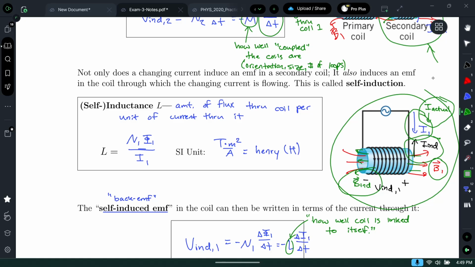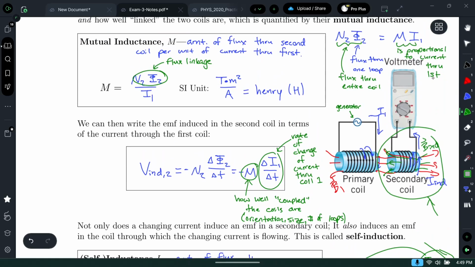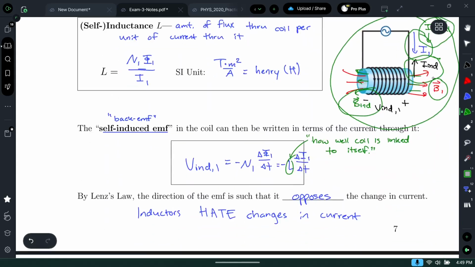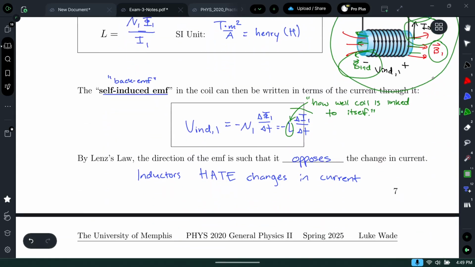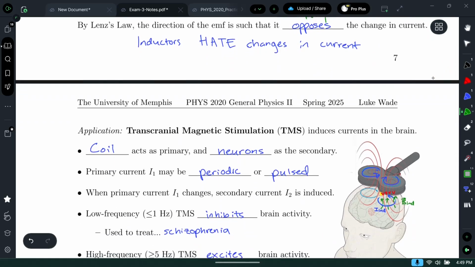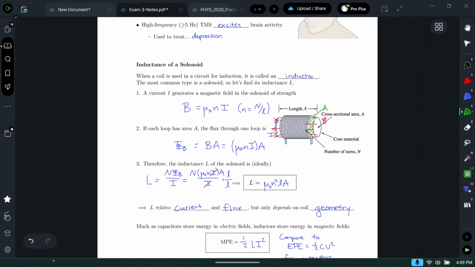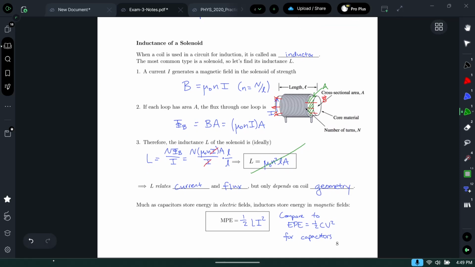Math-wise, though, I ask you how much EMF is induced. Plug and chug. I give you things like M. It's the thing that's measured in henries. Or if I'm talking about a single coil, it's actually the same exact formula, but now we use the letter L instead. Still measured in henries. And that is pretty much the chapter. I won't ask you to calculate inductance. I will give it to you if I have a question like that. Any questions at this stage?